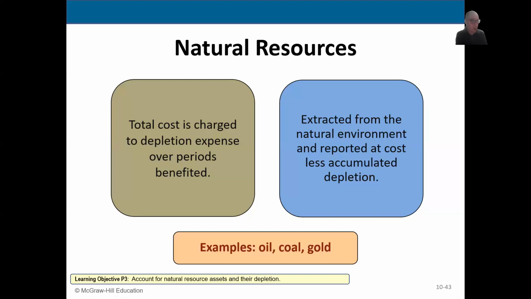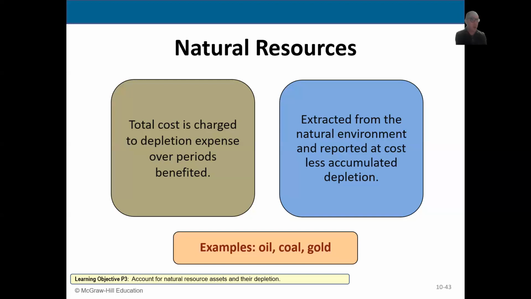So how do we account for what these companies are taking out of the earth? We go through what's called a natural resources accounting process, where we track the total cost charged to the depletion of the natural resource. Depletion is the process of taking natural resources out of the ground and using them. Resources like oil, coal, and gold are not renewable, so they're not going to show back up again in the ground. Once you use it, it's gone. It's called depleting it as you're using it.